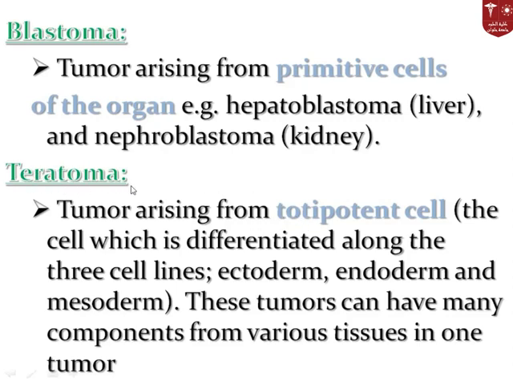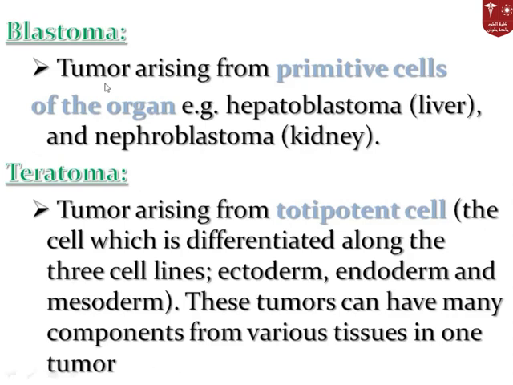Oma means mass, terato because it is derived from totipotent cells. Okay, teratoma may be benign or malignant, by the way, so we cannot classify it as benign or malignant. Sometimes it behaves in a benign fashion, sometimes it behaves in a malignant fashion. So teratoma is a tumor that arises from totipotent cells, TT, okay, to remember. Okay, the cells that have the ability to differentiate along any cell line, ectoderm, endoderm, or mesoderm. So these tumors can have any component from any tissue in the tumor itself.